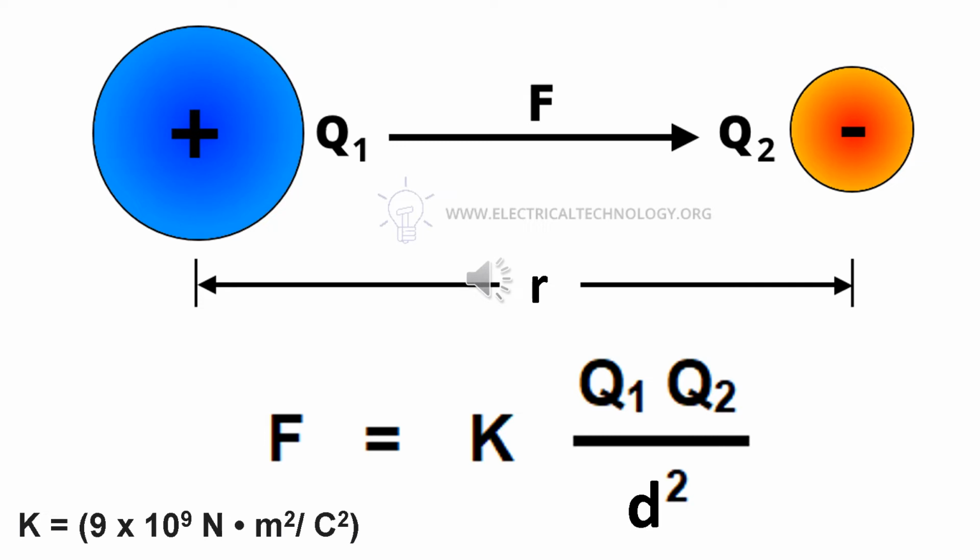So Coulomb's law is described in this equation. F equals K multiplied by Q1, Q2 divided by d squared. So Coulomb's force is equal to Coulomb's law constant multiplied by charge 1 multiplied by charge 2, then divided by distance squared. K is the Coulomb's law constant. This constant has a value of 9 times 10 raised to 9 Newton meter squared per Coulomb squared.